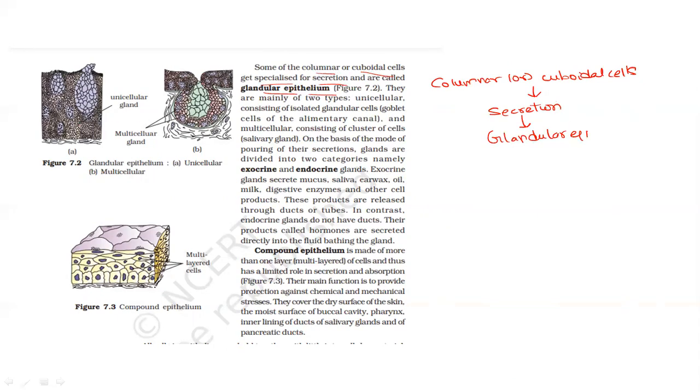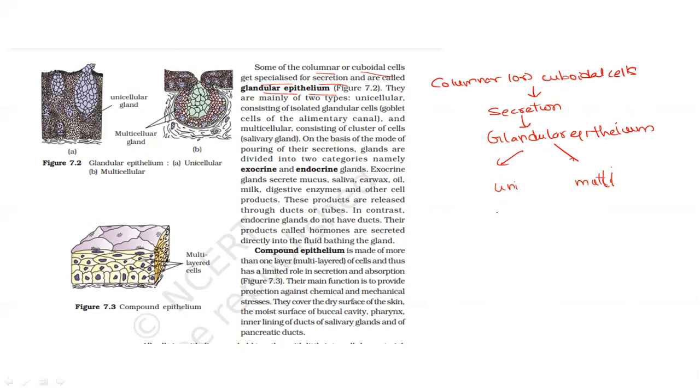Here you can see a unicellular gland. You can see only a single variety of cells, whereas here you can see different types of cells, so it is called a multicellular gland. Okay. So again, glandular epithelium is of two types. One is unicellular and another one is multicellular.